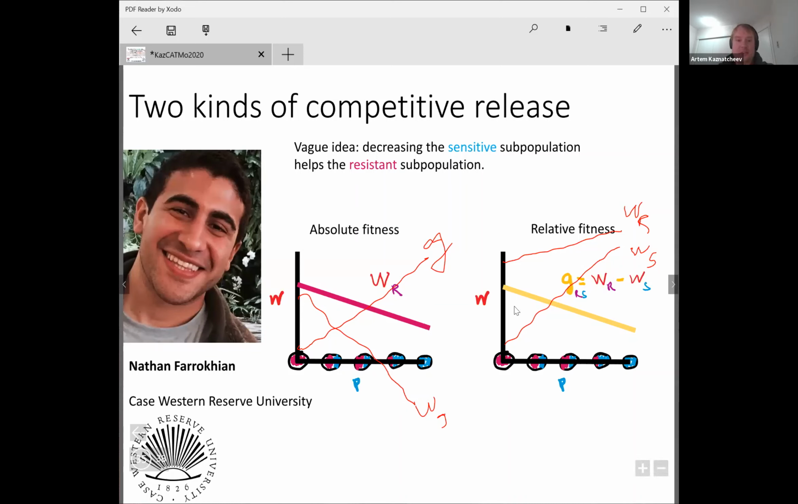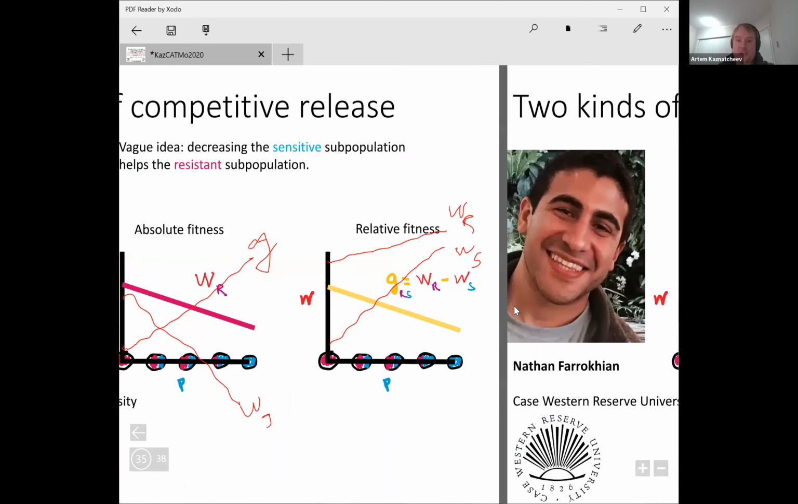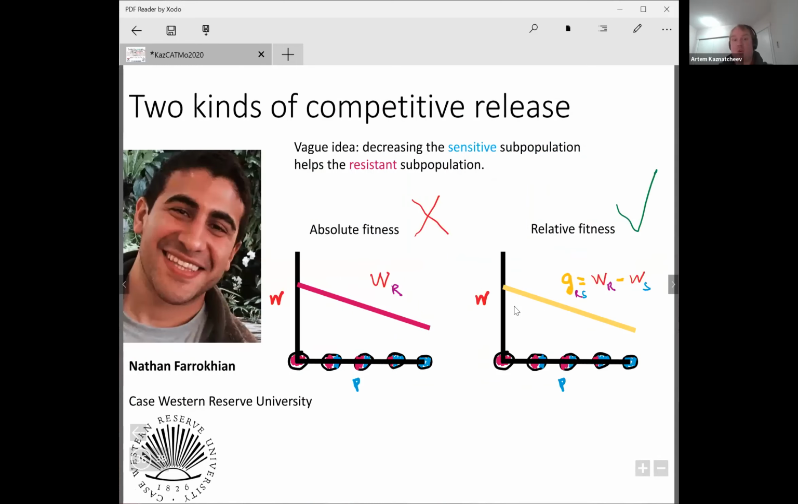So what did Nathan do with this? Well, he did a heroic effort where he measured a whole bunch of games in a whole bunch of different drugs, and couldn't find any absolute fitness competitive release, but could find a number of cases of relative fitness competitive release. And the nice thing about this relative fitness competitive release is that it depends only on the gain function.